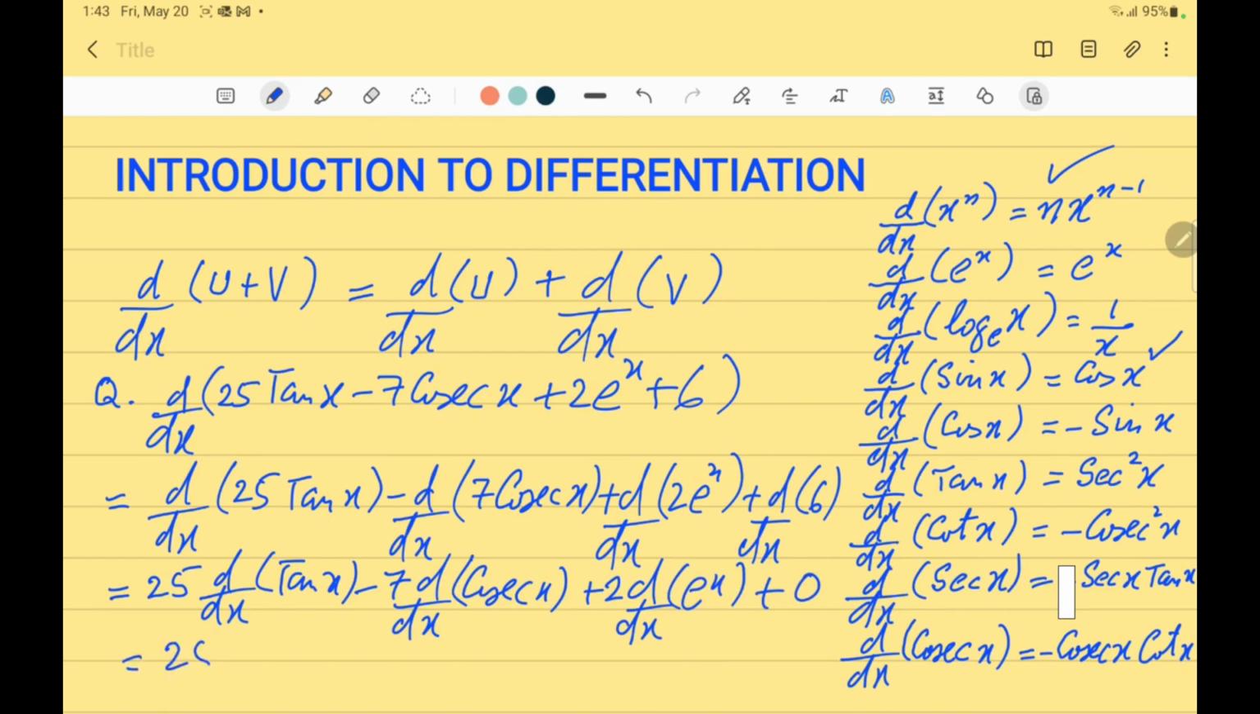So we'll write 25. Differential of tangent x is secant square x, minus 7. Differential of cosecant x is minus cosecant x cot x, so minus minus will become plus, and we will write cosecant x cot x, plus 2, and differential of e to the x is same as e to the x. So this is our final answer of this question.